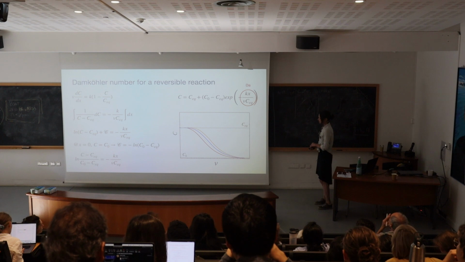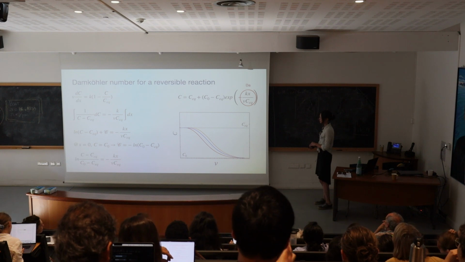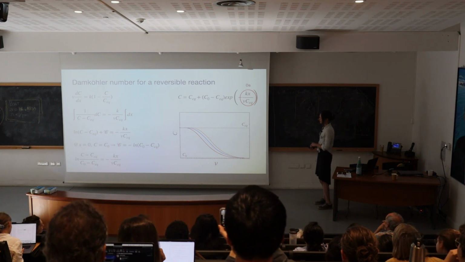What you see in this variation with flow rate or advective transport relative to this concentration is a distribution that goes like this.